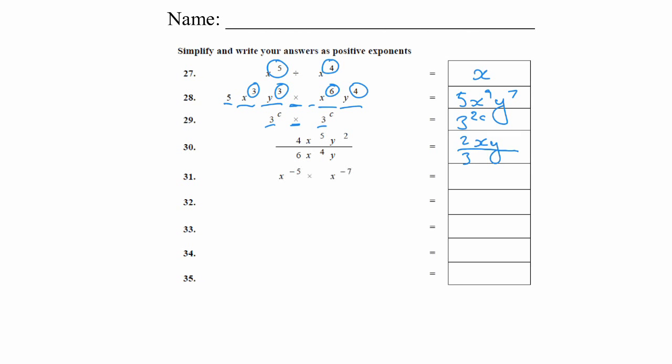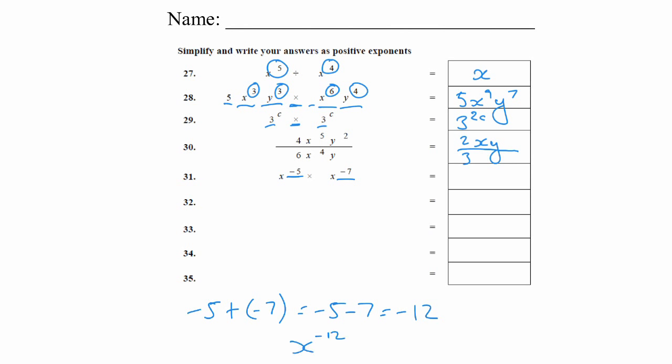Question 31. We're multiplying, and we know we've done it a few times now. If we're multiplying, then we just add exponents. So we're saying, let's add minus 5 to minus 7. So minus 5 plus minus 7. Well, if you're adding a negative, it's the same as subtracting it. So we've got minus 5 minus 7, which is minus 12. So the answer is x to the minus 12.